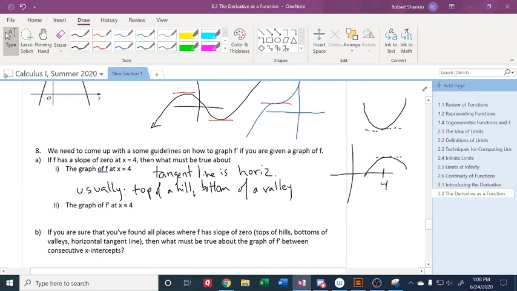All right, let's go to part 2. f has a slope of 0 at x equals 4. What must be true about the graph of f prime at x equals 4? Let me give you a minute to think about that and discuss it in your group. I'll call on a group in a minute.